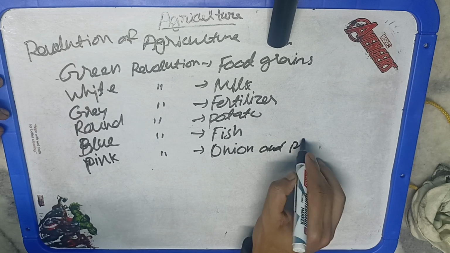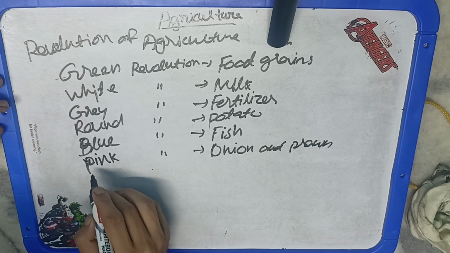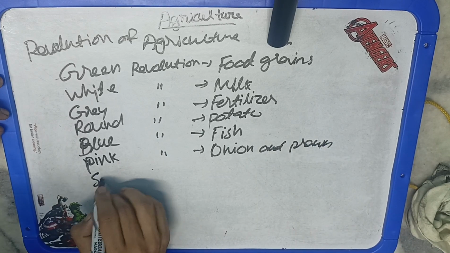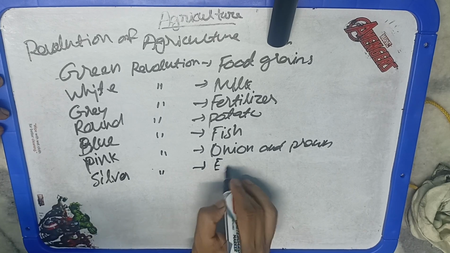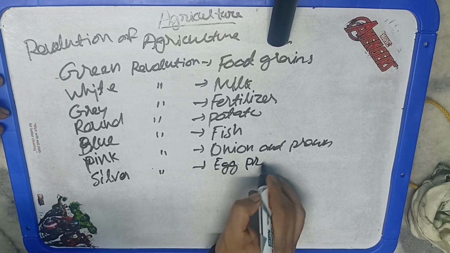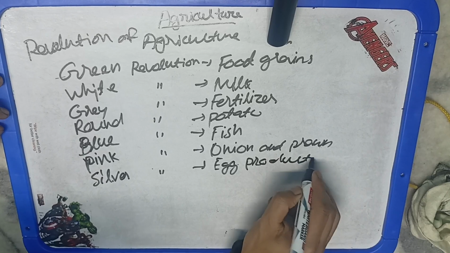Black revolution is related to biofuel and jatropha. Rainbow is overall agriculture production. Evergreen is sustainable agriculture. These are the various revolutions which we have felt during a long period of time.